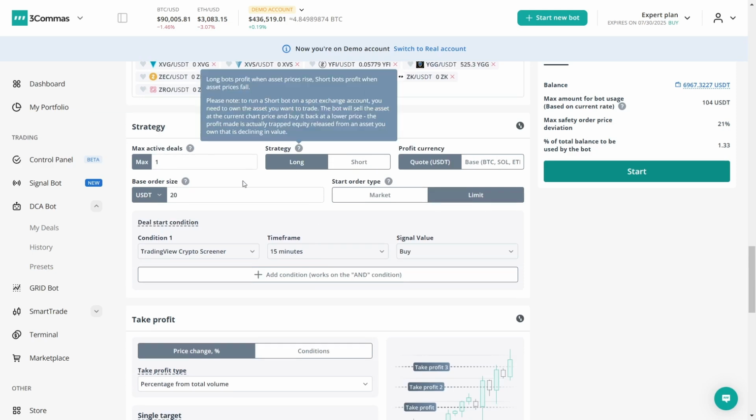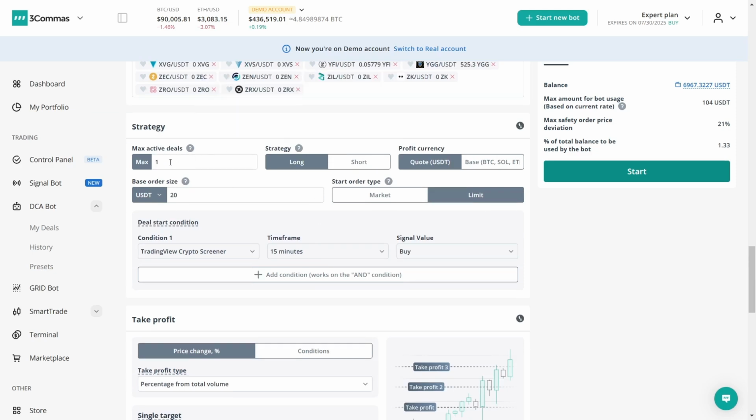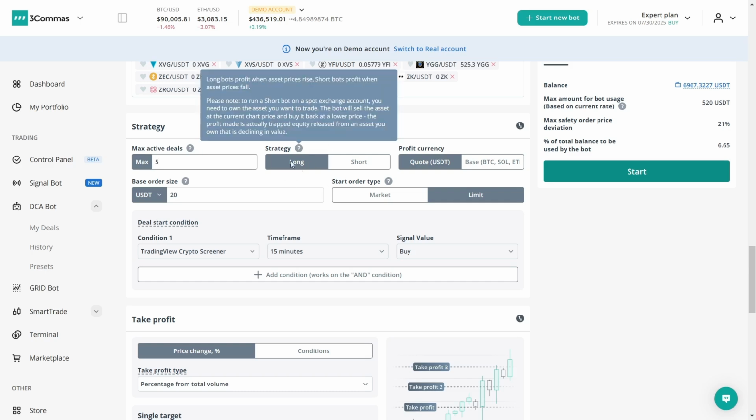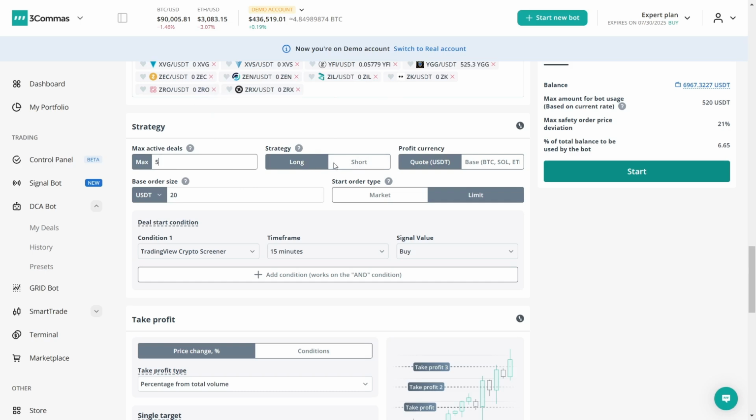So let's start configuring my strategy. Max active deals. What is this? It's the maximum number of active trades you want to keep running. So let's suppose I just want to have up to 5 active trades in my bot. I can choose a strategy long or short, even on spot. But shorting on spot is very complicated, so I won't cover this in this video. If you guys comment below a lot, I may create a video for shorting.